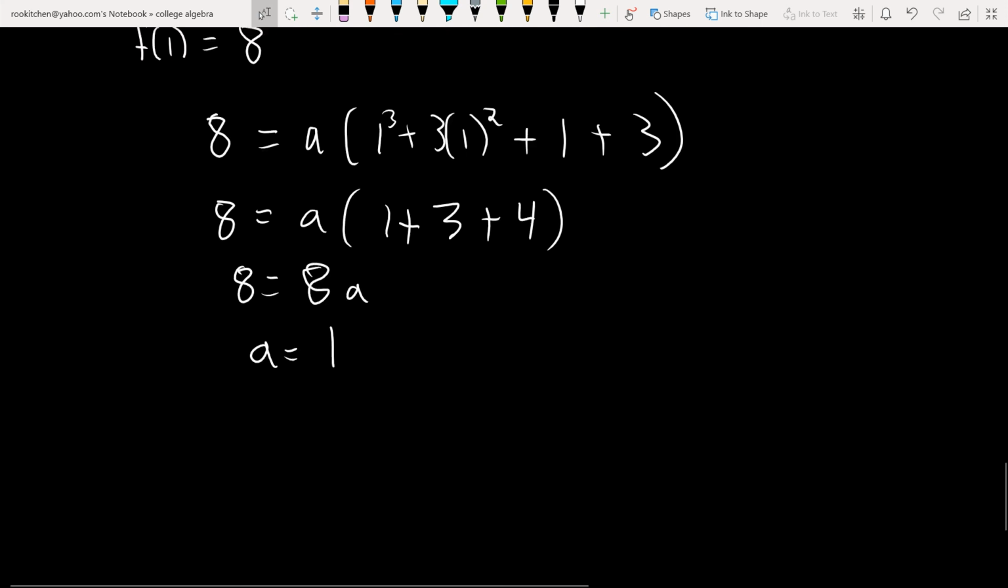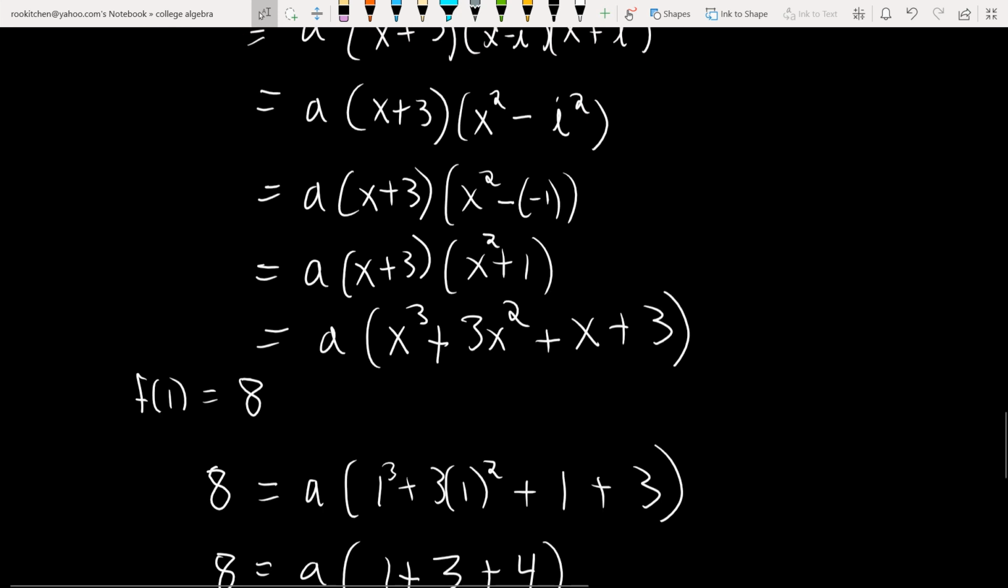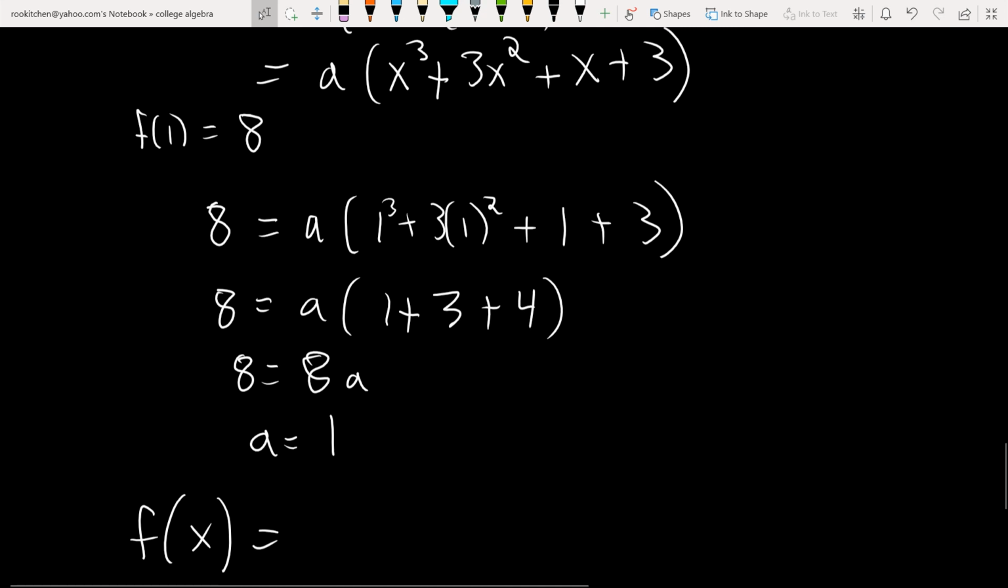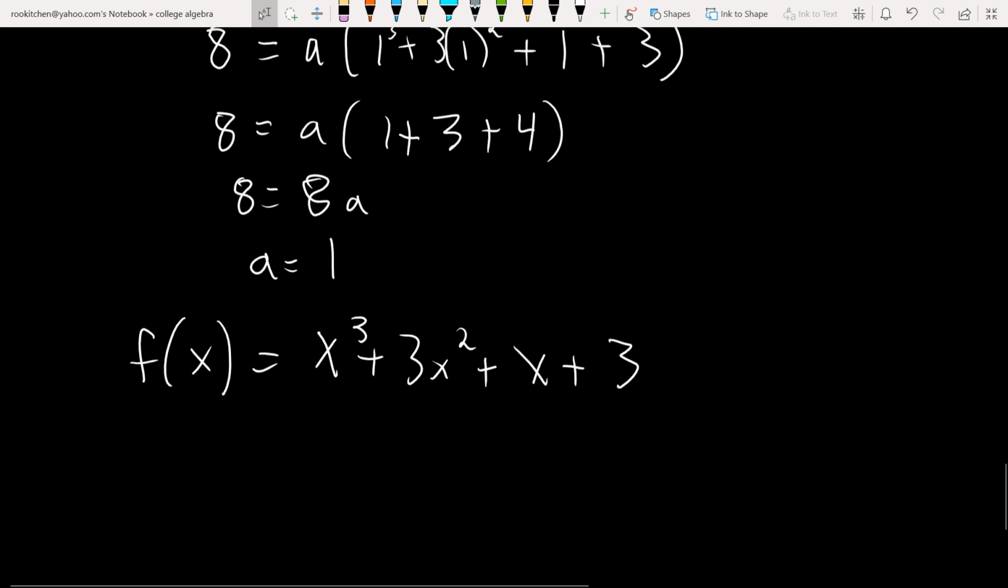So finally I can put my third degree polynomial together. I just have to distribute 1 to every term. Of course, it's just going to give me back what I have: x cubed plus 3x squared plus x plus 3. A bit tedious, but not exactly splitting the atom, so to speak. And you're going to be able to do this.